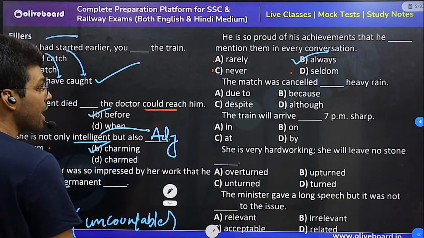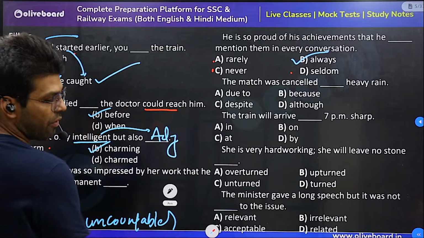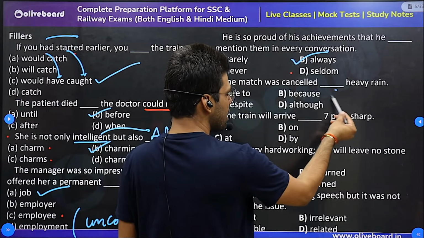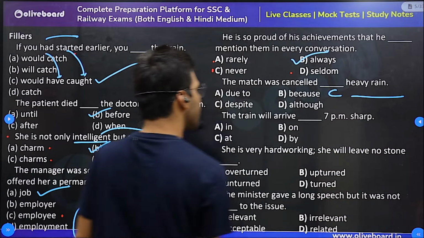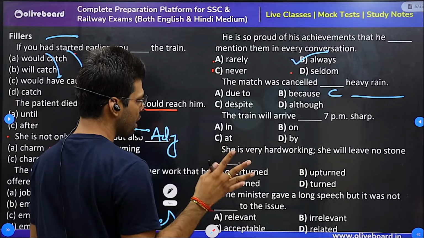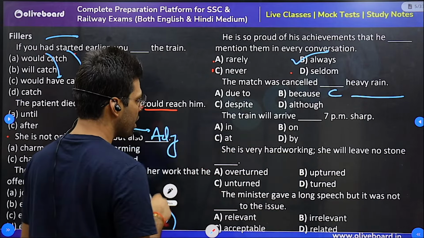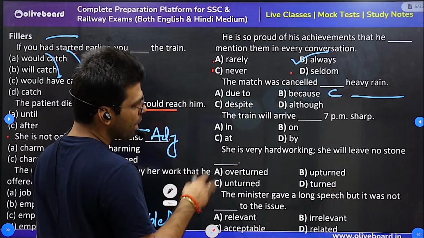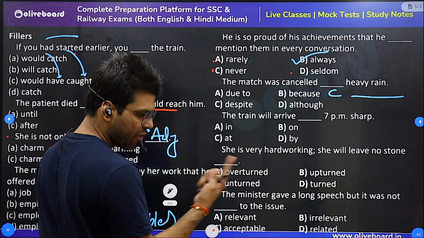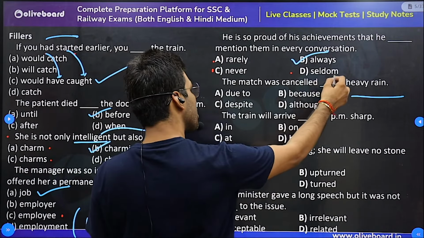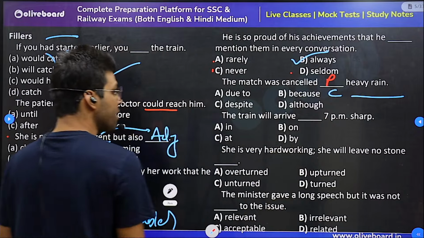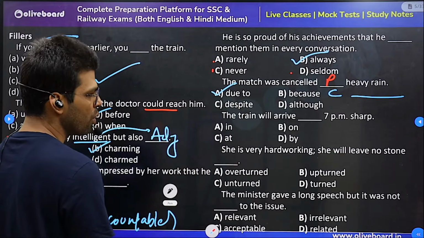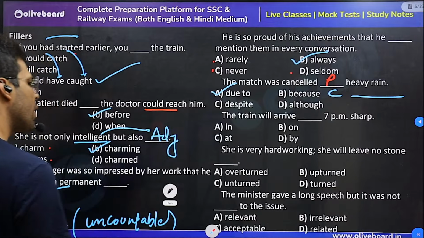The match was cancelled because, fine, heavy rain. Because is a conjunction, it takes a whole sentence. Although indicates contrast, despite indicates contrast, but you are mentioning the reason. The match was cancelled. Why? Because of heavy rain. But we need a preposition here because we don't have a complete sentence. We have just an object over there, and that's the preposition figure, due to. Because of, due to, owing to, that way.